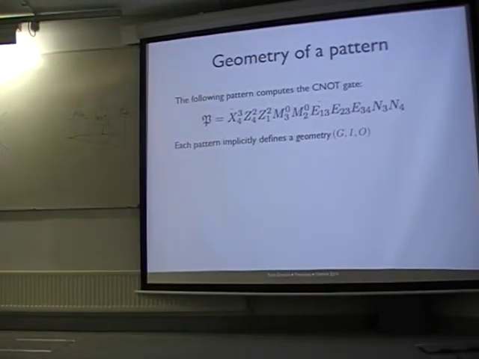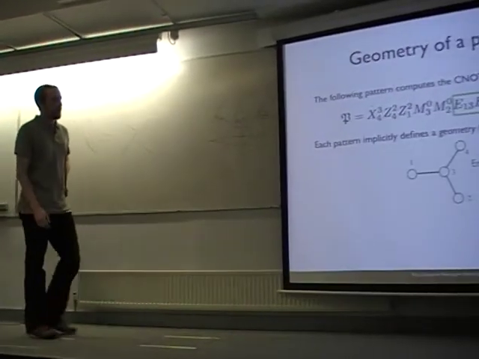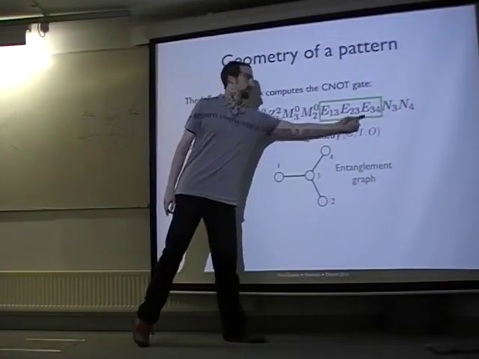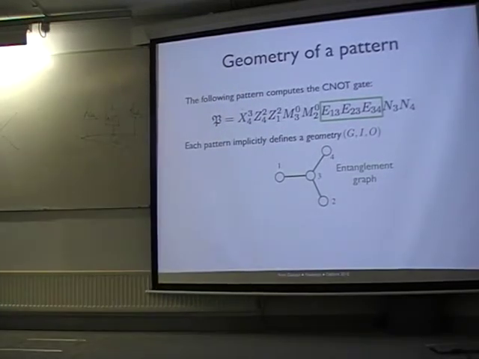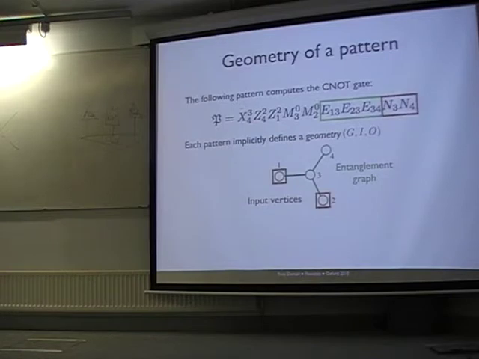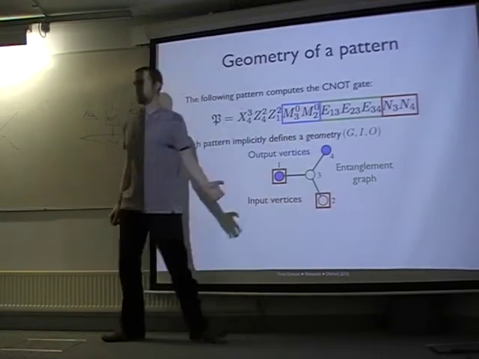But if we unpack this a little bit, you can see that you're going to define what's called a geometry. So first of all, we look at the E part, and you see we have this entangled graph. There are four indices in this expression, so there are four qubits, linked like that. And the N operator is telling you that 3 and 4 are fresh qubits, therefore implicitly 1 and 2 are inputs. Likewise, because 2 and 3 are measured, it means that 1 and 4 are output qubits. And so these three pieces of information, the graph and the sets of inputs and outputs, are what's called the geometry.